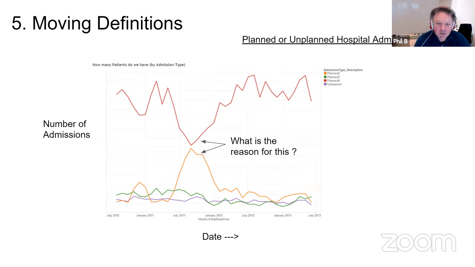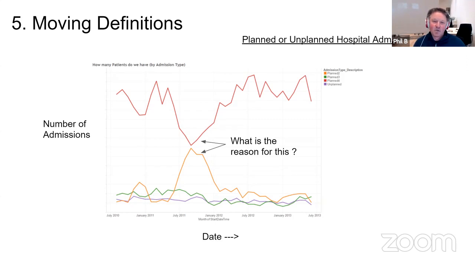So when looking at admissions, you kind of need to distinguish between the two. And there's different types of planned admissions. So there's 4 lines here. The purple line down the bottom is unplanned, all the others are planned. Now, you see the orange and the red line, they kind of seem to cross over each other. It's as if someone's got the definition wrong.